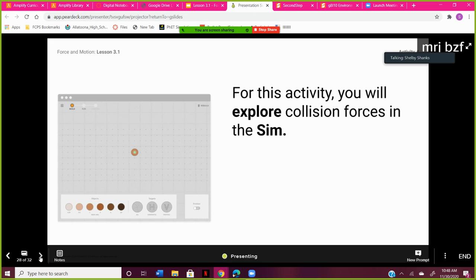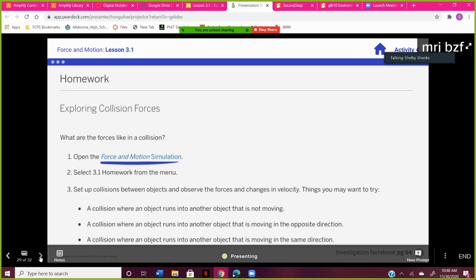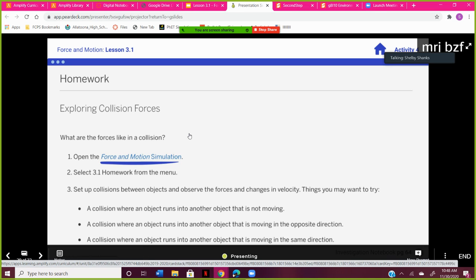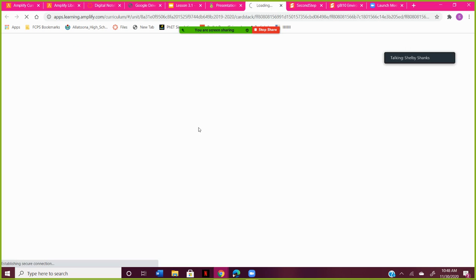All right, so you are going to explore collision forces in this sim. If you want to go ahead, we've got plenty of time to work on this right now. You can press on this screen and it's going to take you to tab 4 in Amplify, which is our homework.